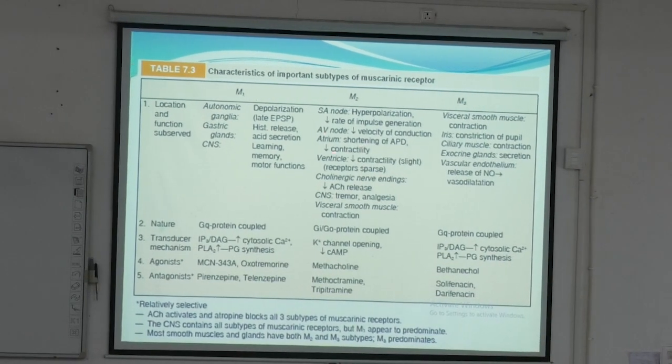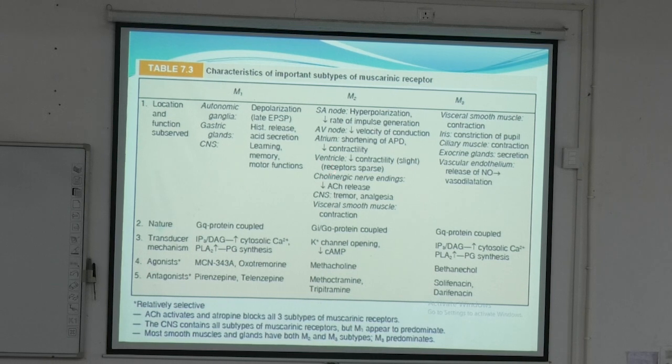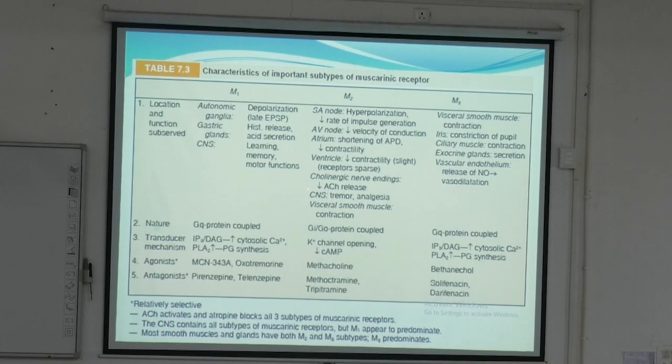So in the heart, it is present in the SA node, AV node, atrium, ventricle. Apart from this, there are some presence in the CNS and visceral smooth muscles also. In the heart, they mainly decrease the rate of impulse conduction and generation. That is, they decrease the heart rate. Remember, this is the main thing.